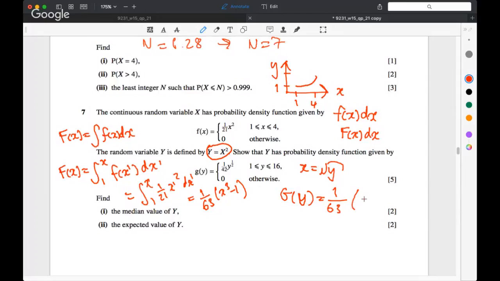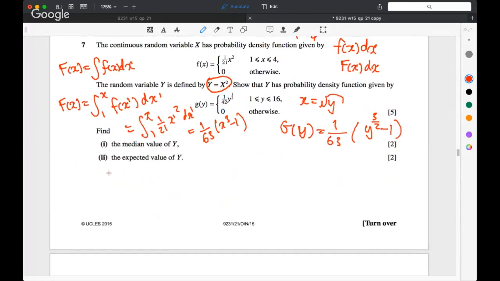So square root of y, I'll call it y to the 3 over 2 minus 1. Okay? And now, to get back to little g of y, it's just the derivative of big G of y, which is multiplied by the 3 over 2. That's y to the power of 1/2. So this is a 2 and then a 1. Yeah, so this is 1 over 42 times y to the half.